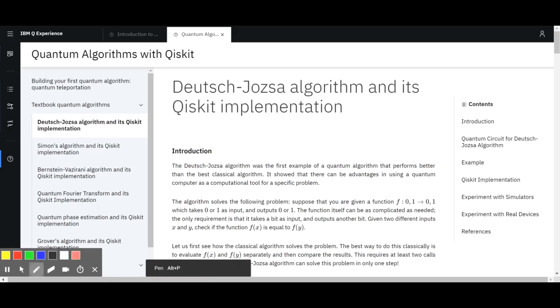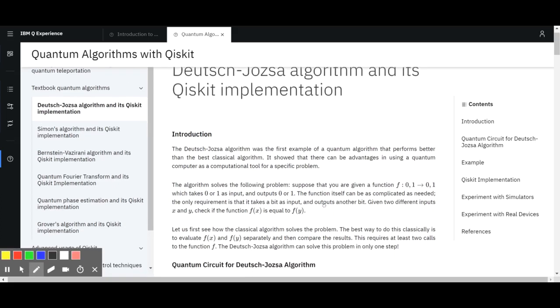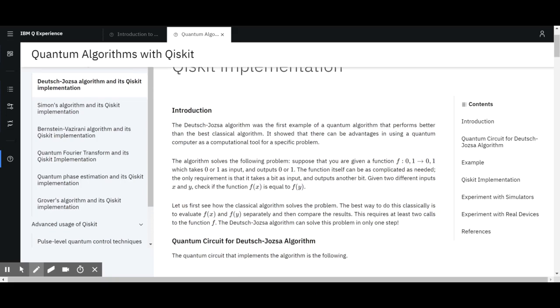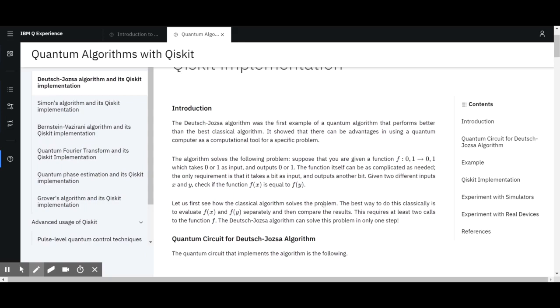So the Deutsch-Jozsa algorithm was the first example of a quantum algorithm that performs better than the best classical algorithm. That's interesting. So it showed that there can be advantages in using a quantum computer as a computational tool for a specific problem. The algorithm solves the following problem. Suppose that you're given a function f from {0,1} to {0,1}, which takes 0 or 1 as an input and outputs 0 or 1. The function itself can be as complicated as needed. The only requirement is that it takes a bit as input and it outputs another bit.